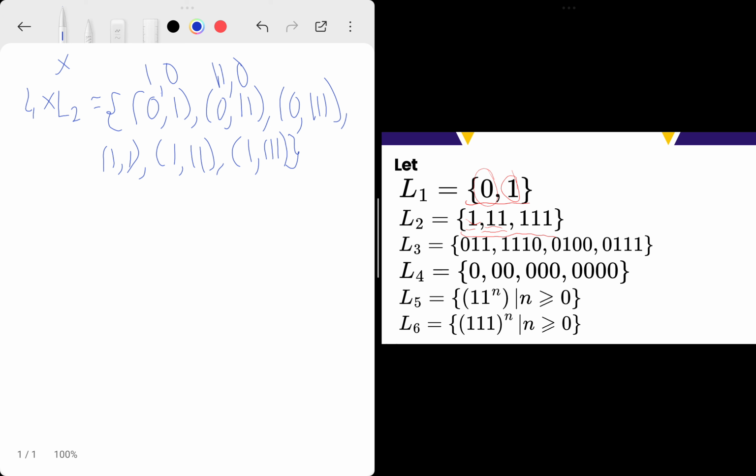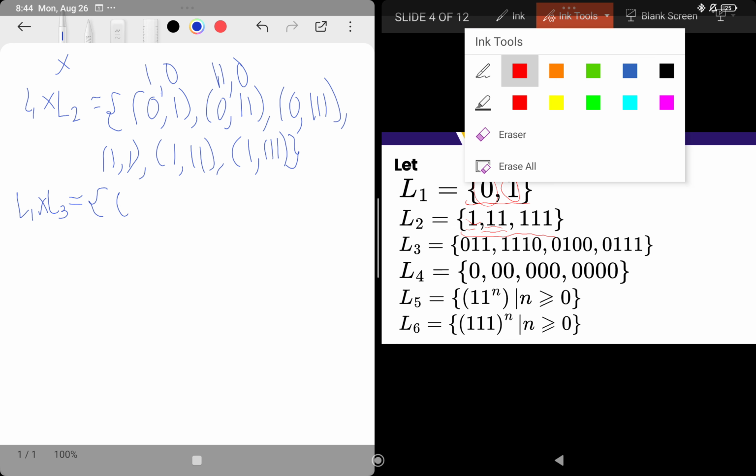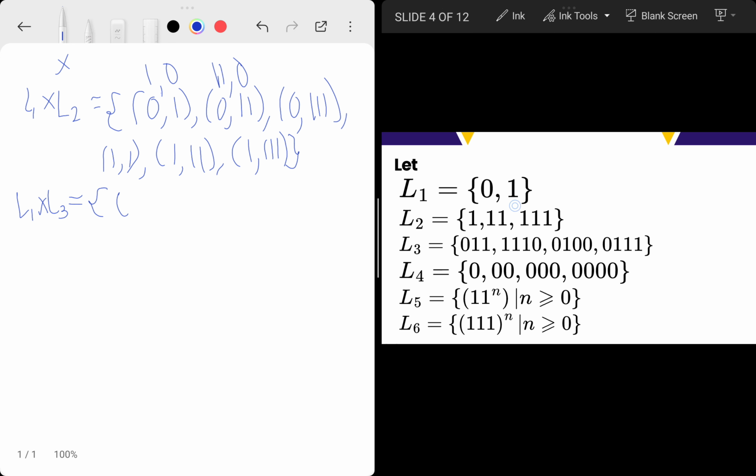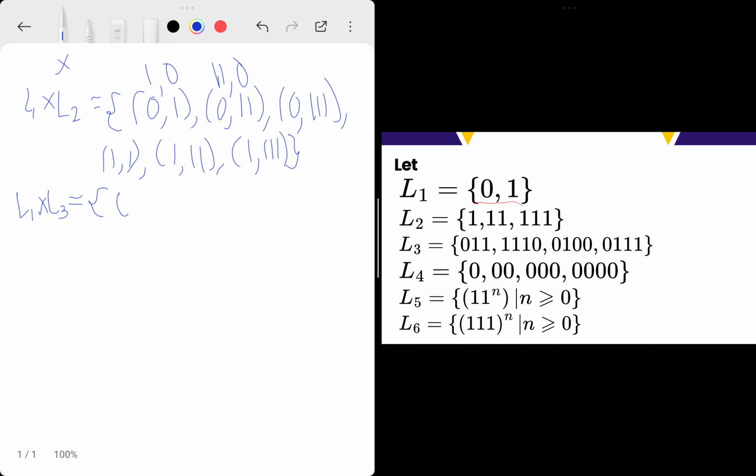Next, let's have L sub 1 times L sub 3. Okay. So, what would be the result? So, first, we have L sub 1 man no. So, kari na pong 0 ug 1 atong ipares sa kaning mga elements sa L sub 3. So, we start with 0. Sunod, 0, 1, 1.